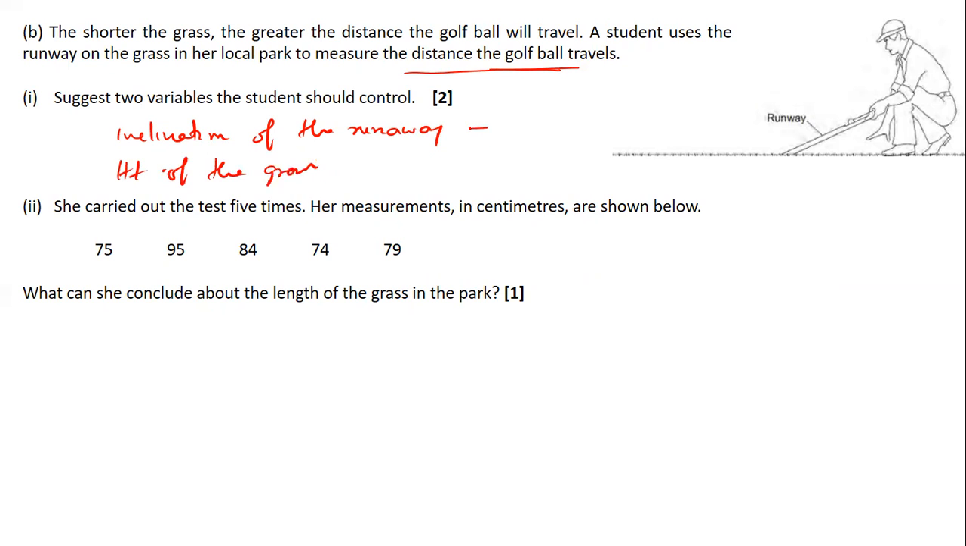What are these variables called? Control variables. Okay, because if the control variable here, that is the angle, is made larger, then definitely you will not get a proper result here, right?